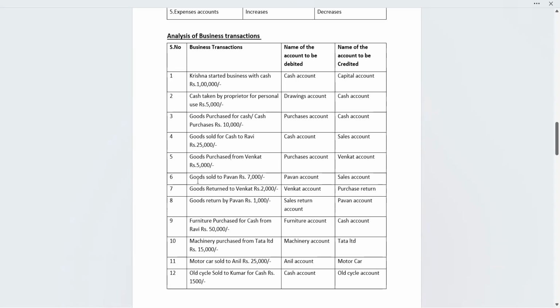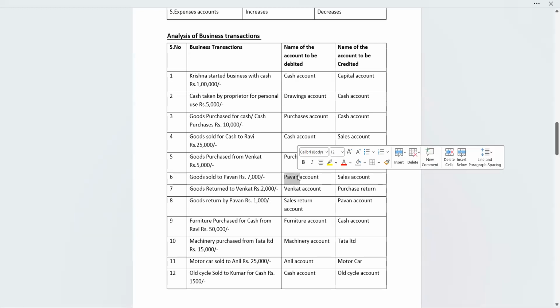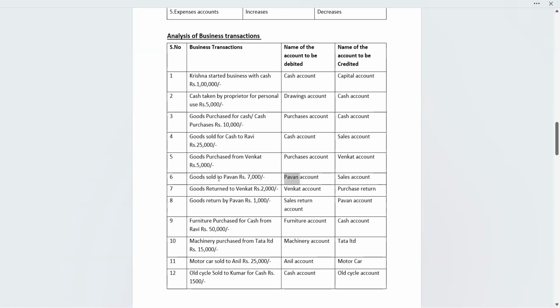The next one, goods sold to Pawan. You sold some goods to Pawan. Pawan is a receiver, so you apply the personal account. Receiver, which side? Debit side you enter. In the next one, sales. Sales is an income. Which side do you enter? Credit side.